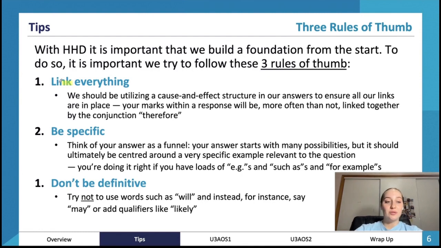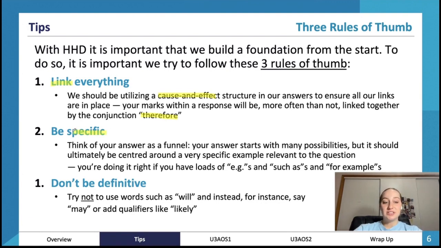So first of all, linking. There's a lot of linking in this subject. We link everything together, like examples, different topics, different areas of study, so much linking. We should be utilizing a cause and effect structure in our answers to ensure all our links are in place. So your marks within a response will more often than not be linked together with "therefore," or "this causes," or "this positively/negatively impacts." So it's always something happening which has an effect. So cause and effect with most questions and answers. And we're always using examples and linking different concepts together, which gives us this cause and effect structure.